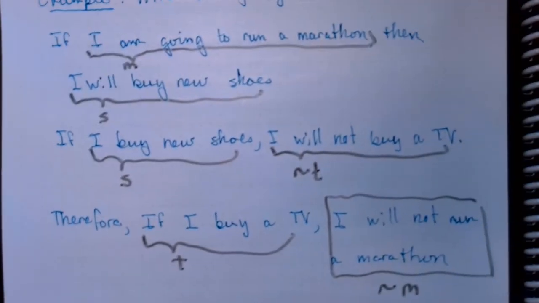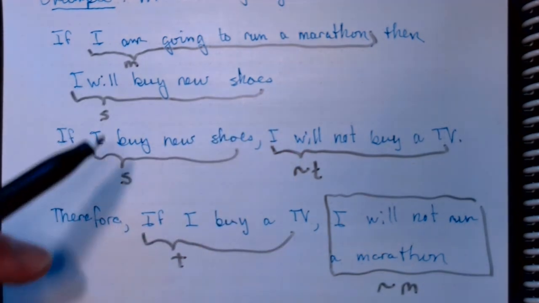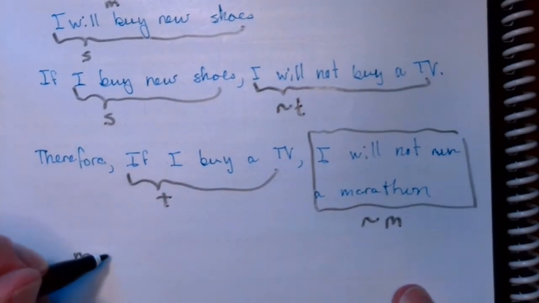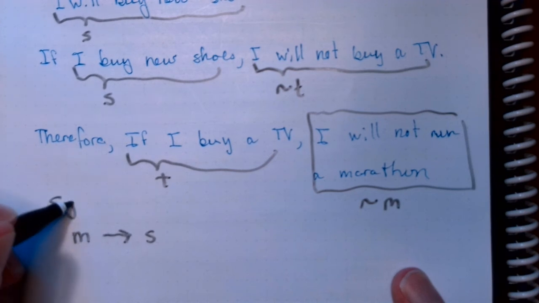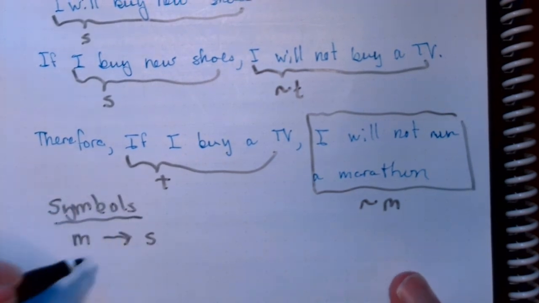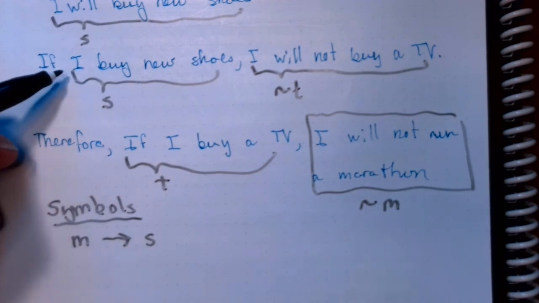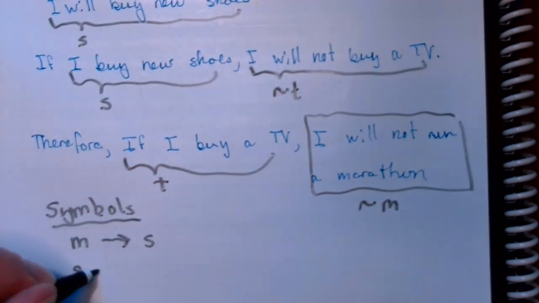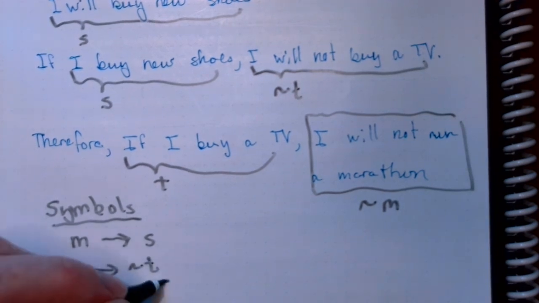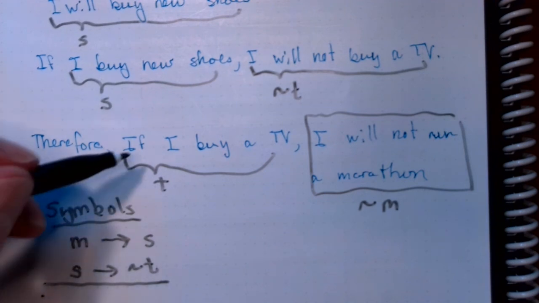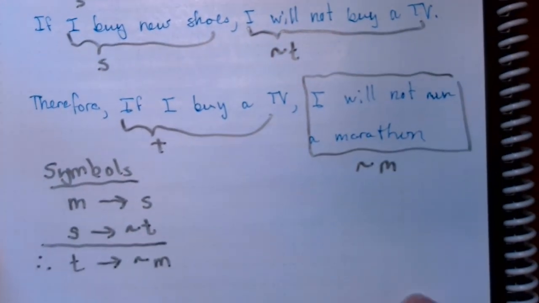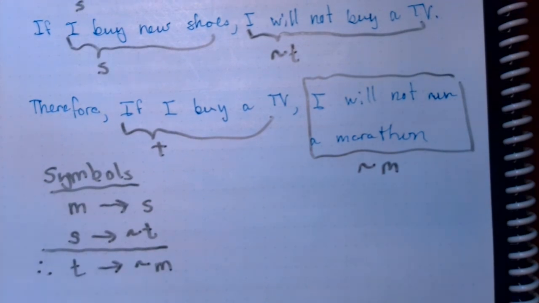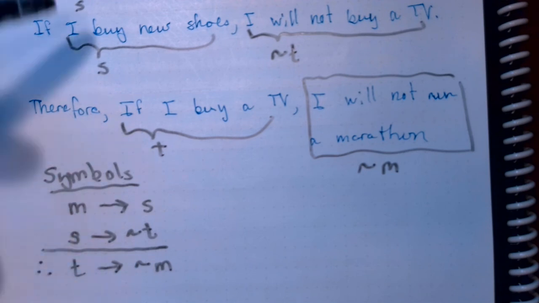Okay, so let's put this all down in symbols. If I'm going to run a marathon, then I buy new shoes. M implies S. If M, then S. That's the first premise. Second premise. If I buy new shoes, then I will not buy a TV. If S, then not T. And then we have the conclusion. Therefore, if I buy a TV, then I will not run a marathon. If T, then not M. Okay? So those are the symbols that represent this argument here.